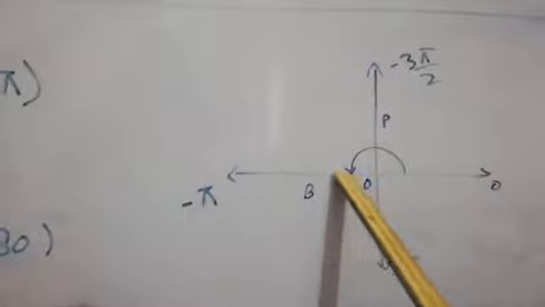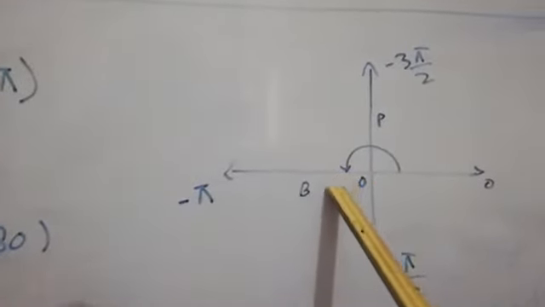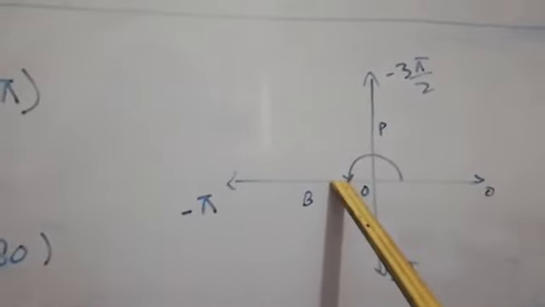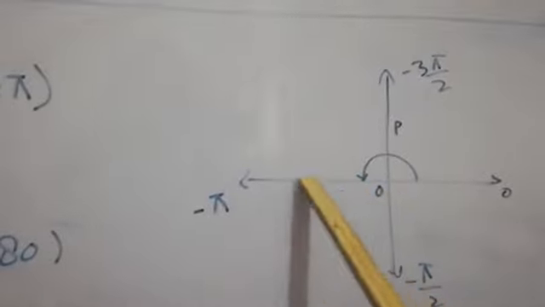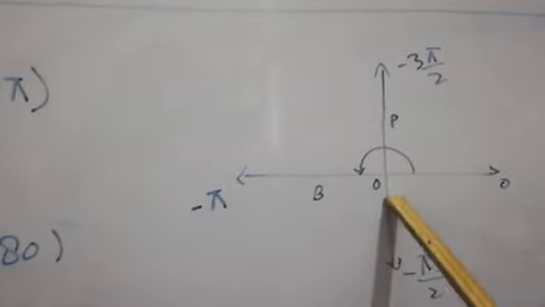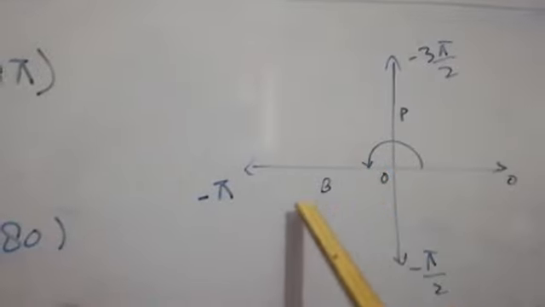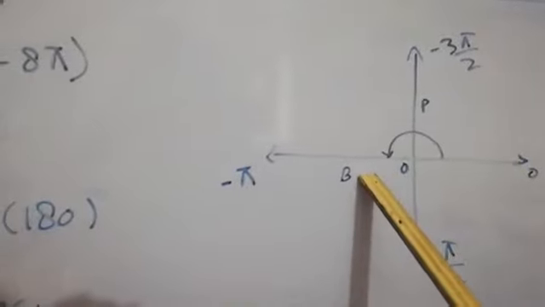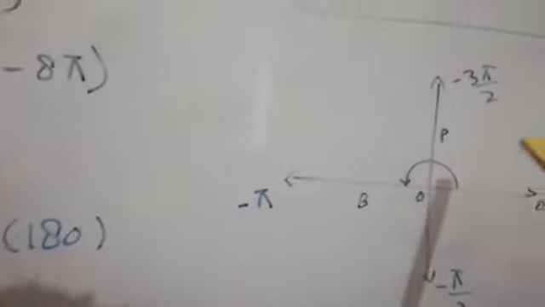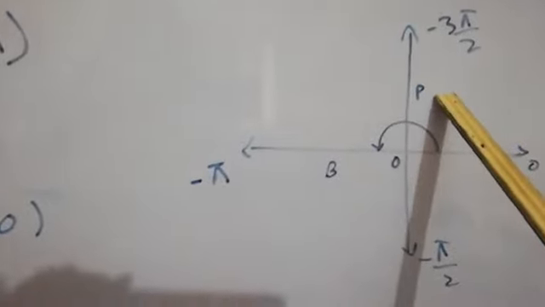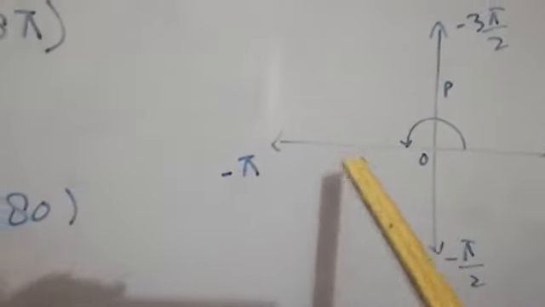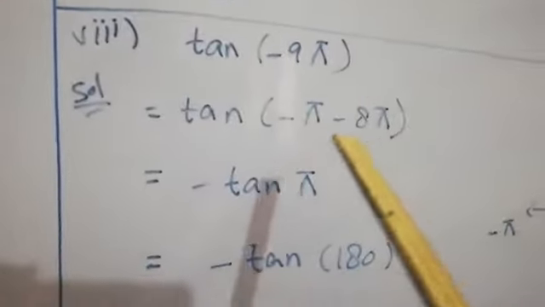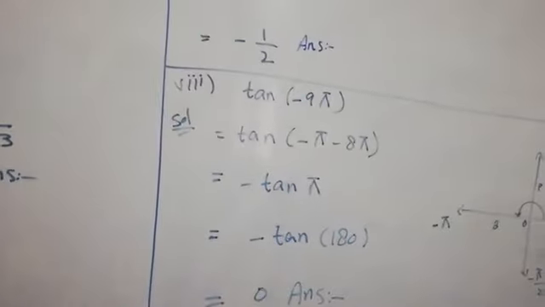Angle 180 or minus pi is here, and you can see that there is some value of base, it will be 1, 2, 3. Base will be 1 and the perpendicular is 0 because there is no height. You know that tan means perpendicular over base, and perpendicular is 0 because there is no height. So 0 by base will be equal to 0. So that's why the value of tan minus 9 pi is equal to 0. This is the end of your exercise 7.3.